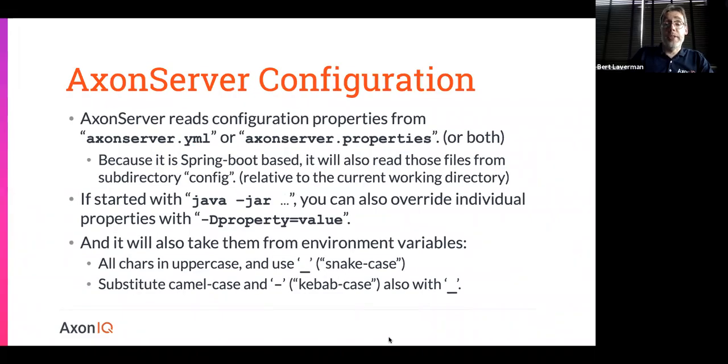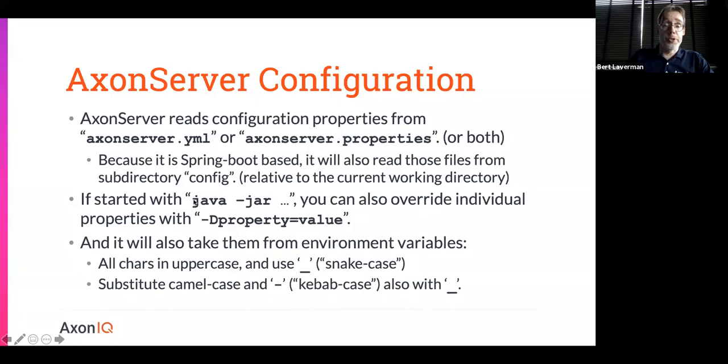So for configuration, AxonServer uses a properties file. It is itself a Spring Boot application. If you're familiar with Java programming and Spring Boot, then you know that it's usually a file called application.properties or application.yaml. For AxonServer, it's been renamed to axonserver.yaml or .properties. And it also allows this file to be located in a subdirectory called config.